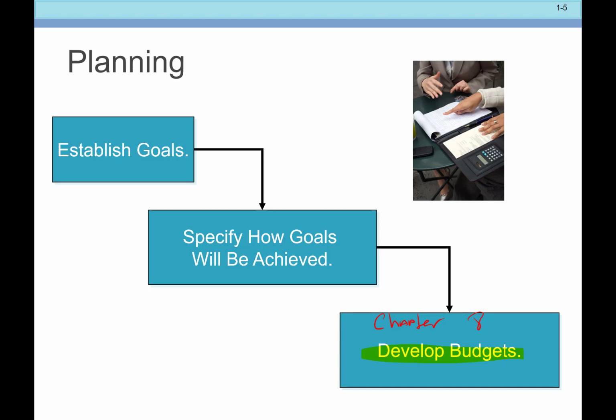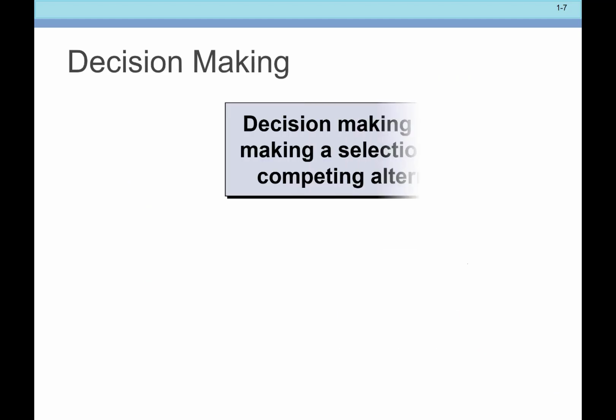But anyway, we have our planning, okay? And the key part of planning is our budgets. And we're going to be talking about the development of budgets and monitoring these budgets when we start to get into chapter 8. So big deal for our planning will be chapter 8 as we develop budgets.